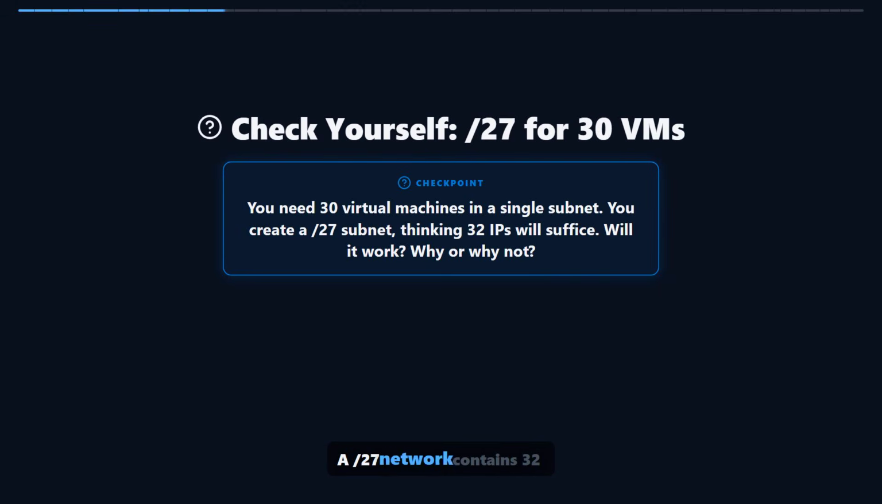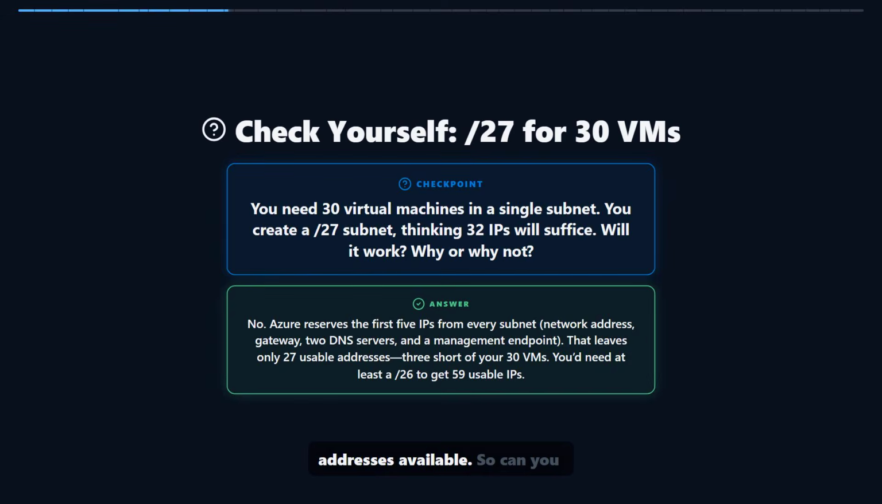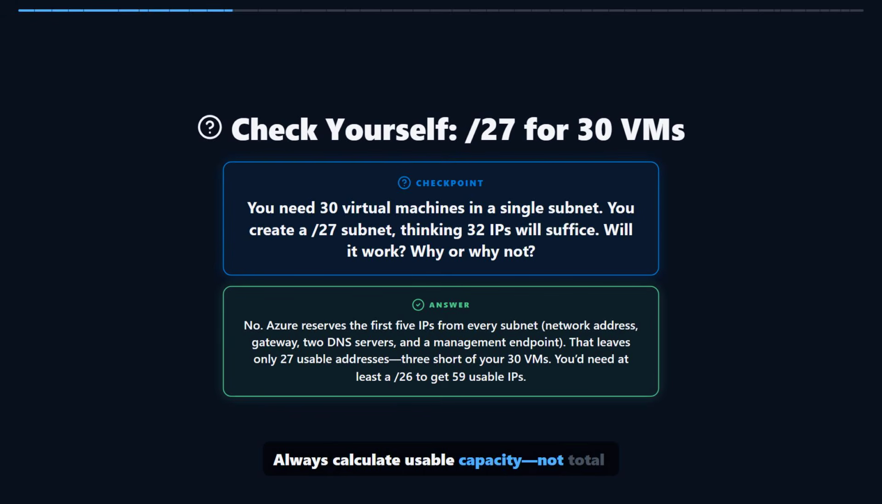Let's test your subnet math. A /27 network contains 32 total IP addresses. Azure immediately reserves 5. That leaves 27 addresses available. So can you deploy 30 virtual machines into that subnet? No, you simply don't have enough usable addresses. Always calculate usable capacity, not total capacity.